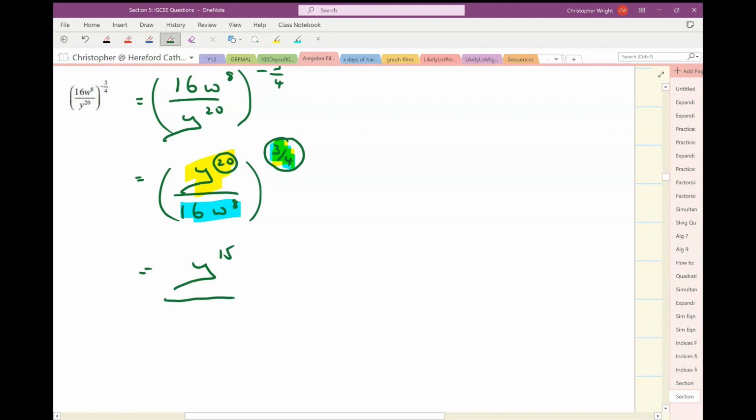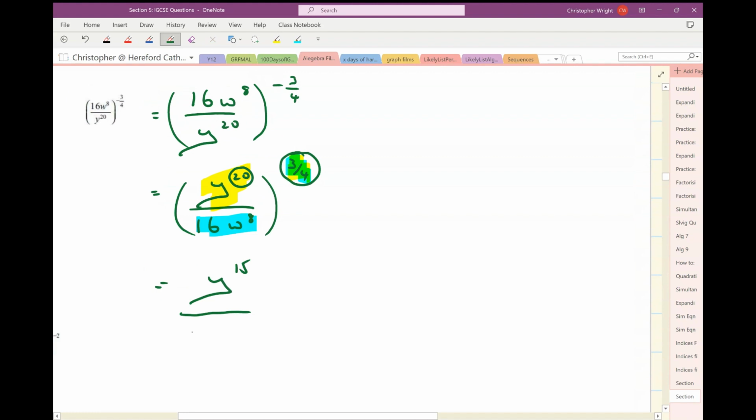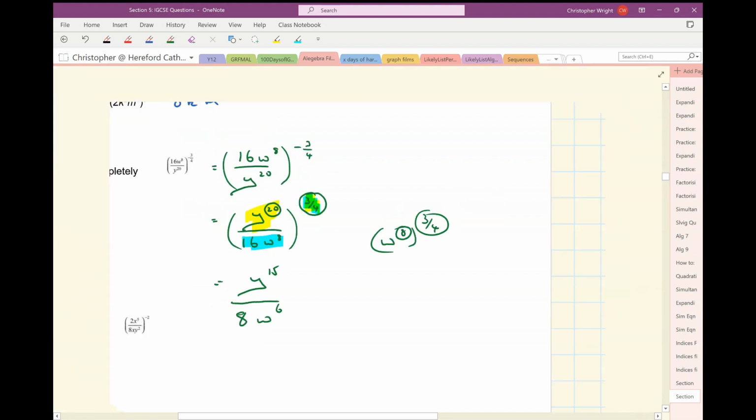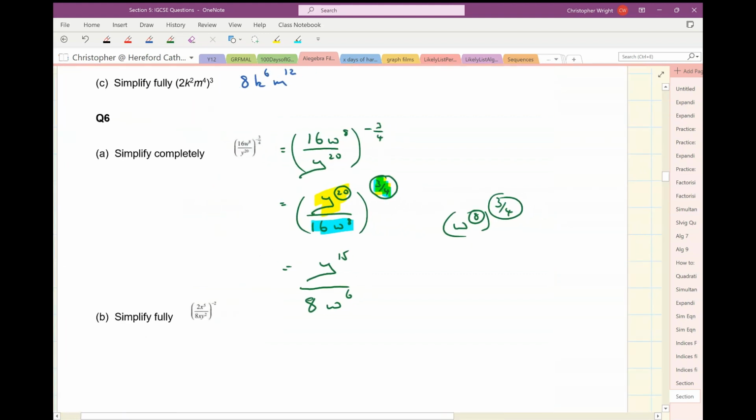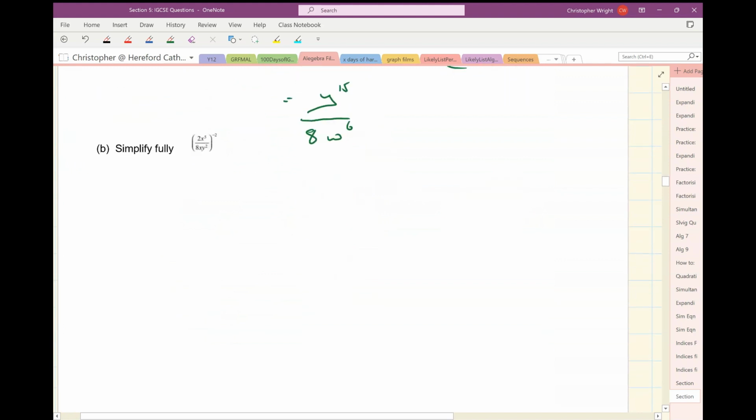16 to the power of 3/4, you could use your calculator for that, or you'd know the 4th root is 2, and 2 cubed is 8. And w to the 8 to the power of 3/4, well, that would be w to the power of 8 times 3/4, w to the power of 6. So that is question 6a done. And let's look at question 6b now.